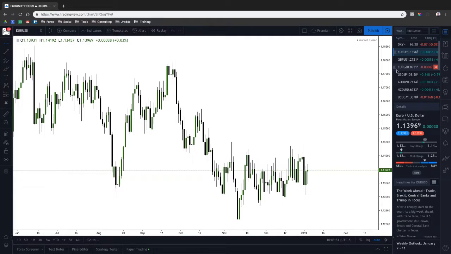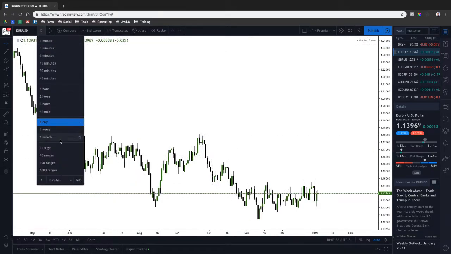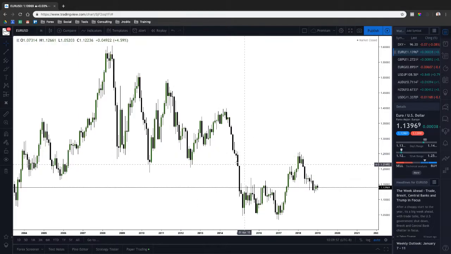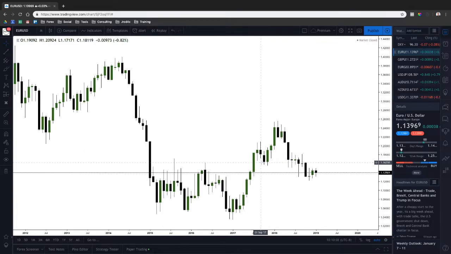So let's move to euro dollar, and we're going to mark this one up as well. We're going to start with the monthly. Alright, so if we're expecting higher prices on dollar index, we have to be assuming that that's going to mean weakness for a foreign currency.